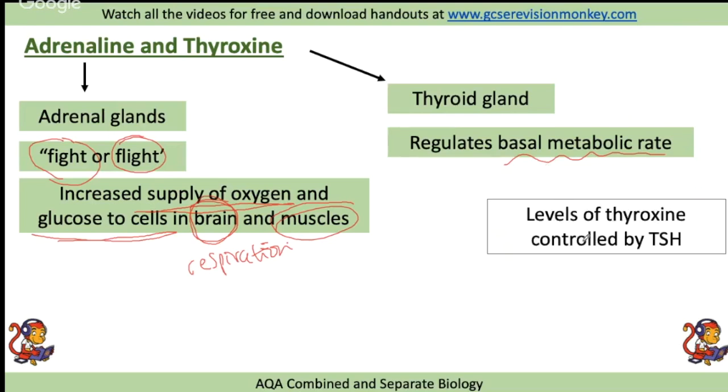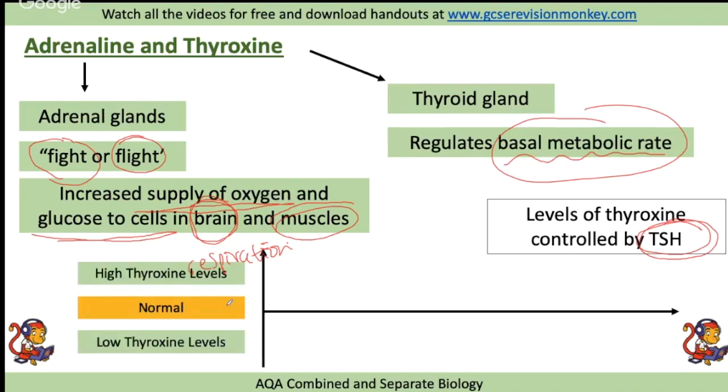And the levels of thyroxine are controlled by TSH, thyroid stimulating hormone. And this hormone can control the levels of thyroxine in your body, because you need to control your basal metabolic rate. And again, you will have a negative feedback cycle. So with high thyroxine levels, you might have a cycle that looks like this again, where it goes high and then back to normal and then low again and then back up again.